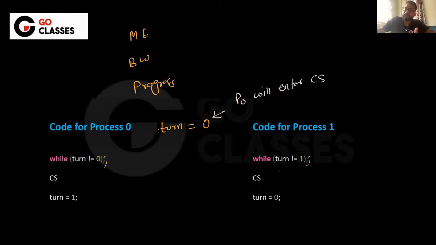Can both enter at the same time? Let's just check. Maybe the moment it is leaving, at that time turn is 1. In between, turn cannot be 1, and P1 can enter only when the turn is 1. So mutual exclusion is definitely satisfied, because turn takes only one value at a time. That's why mutual exclusion is satisfied. Let me know if there is any doubt.